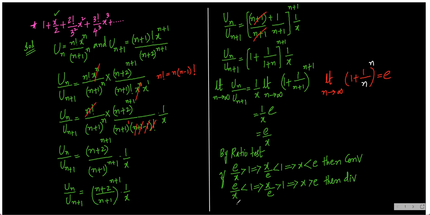There is another possibility: if the e by x value is equal to 1, which means x is equal to e, the test fails. So once the test fails, what we have to do, and from where we have to do it, this stage is important. Let us take this as equation number 1. So when x is equal to e, we have to substitute the x value e in this equation number 1.